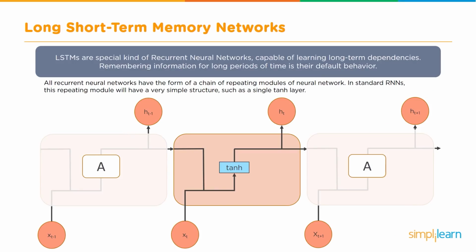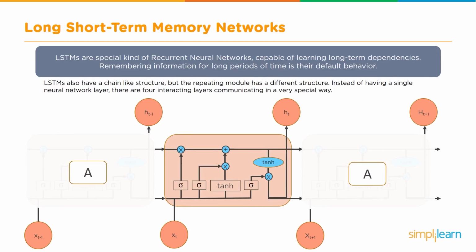So the LSTMs are a special kind of recurrent neural network capable of learning long-term dependencies. Remembering information for long periods of time is their default behavior. All recurrent neural networks have the form of a chain of repeating modules of neural network connections. In standard RNNs, this repeating module will have a very simple structure, such as a single tanh layer.